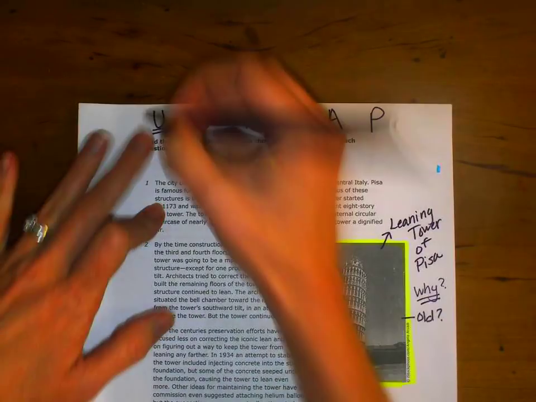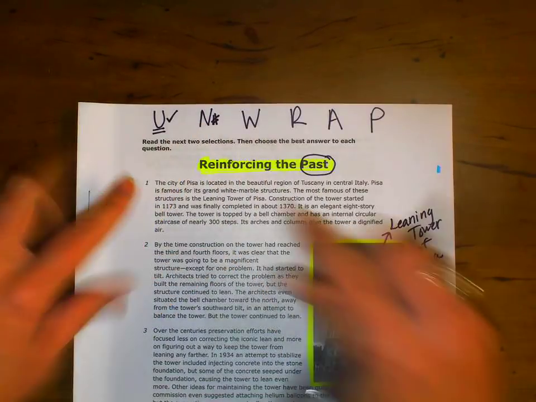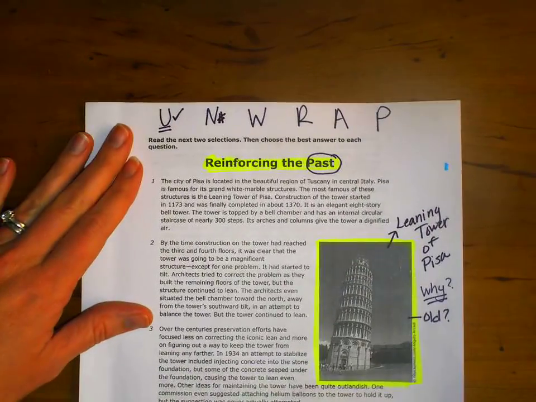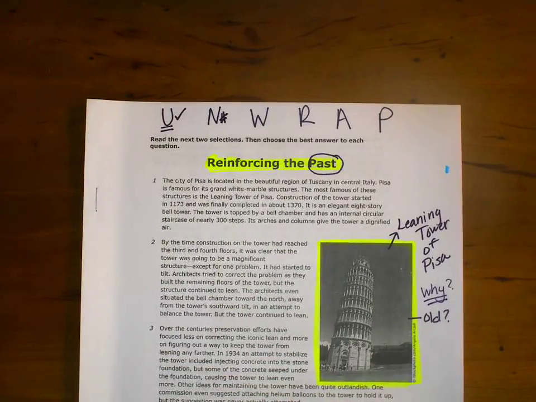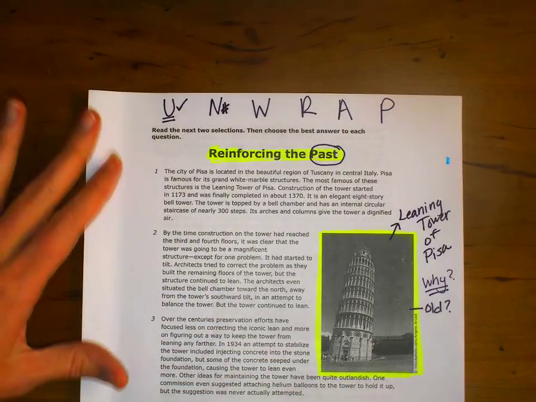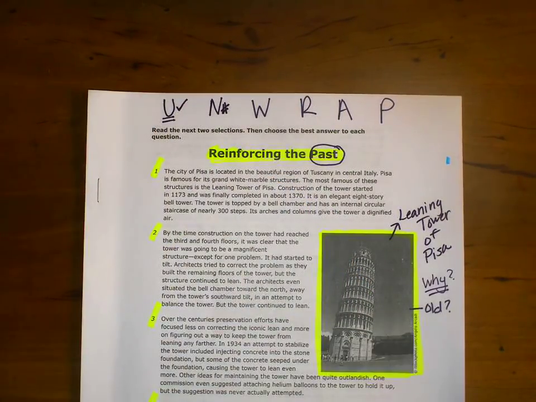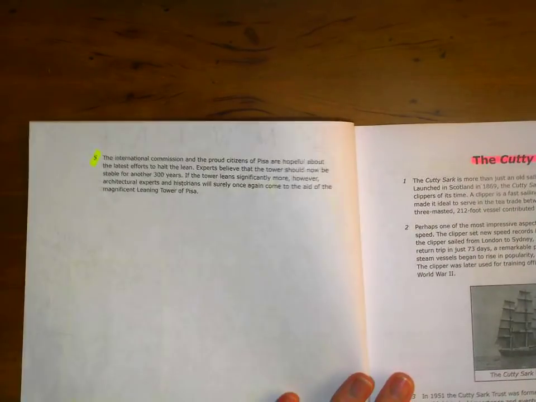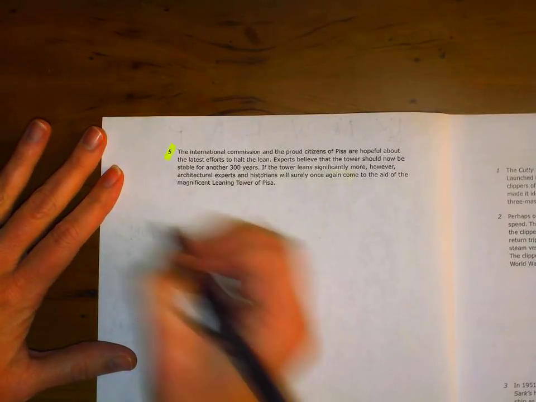So there's my U. Next I'm going to number my paragraphs. Well, my paragraphs are already numbered. So what I'm going to do is highlight my numbered paragraphs, and then I'm going to use those numbers to help me with my nonfiction summary strategy, which is BME: beginning, middle, end. So let's do that. I have 1, 2, 3, 4, 5.